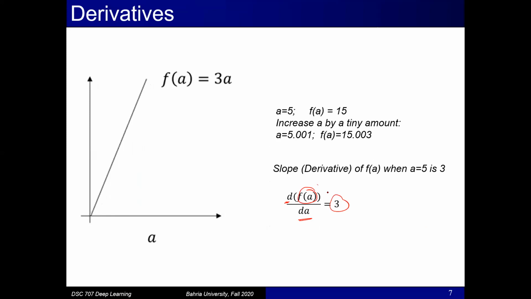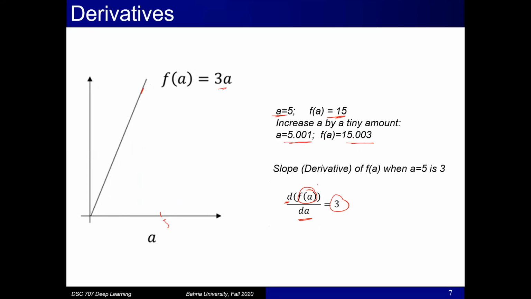Okay, now we change the value of a. We see what is happening when a is 5. So when a is 5, f of a is 15, right? 3 into 5 is 15. When I slightly change the value of a, f of a becomes 15.003. So again, if I divide these two, I get 3. So it means that the derivative at a equals 5, here also the slope is the same, which is 3.